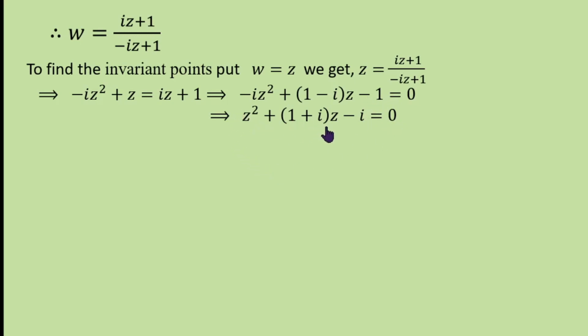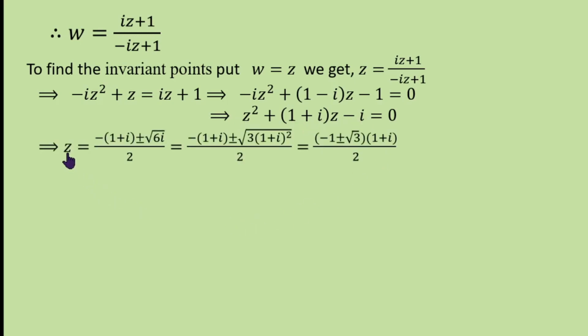z square plus (1 plus i)z minus i equal to 0. This is of the form az square plus bz plus c, where a is 1, b is 1 plus i, c is minus i, and hence z equal to minus b, that is minus (1 plus i), plus or minus root of b square, (1 plus i) whole square, minus 4ac, 4 into minus i, that is minus 4i, minus minus 4i, so plus 4i. (1 plus i) whole square is 2i, plus 4i, so it becomes 6i divided by 2a. A is 1, therefore divided by 2.